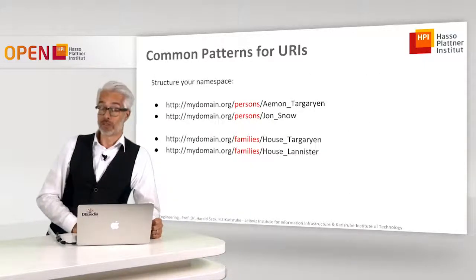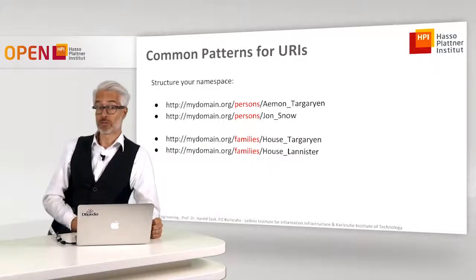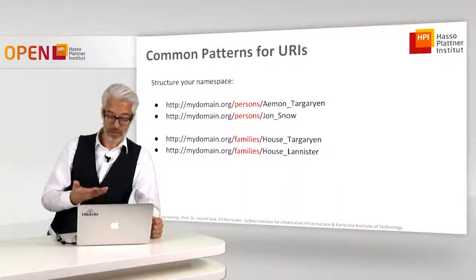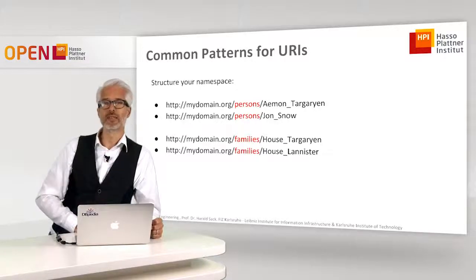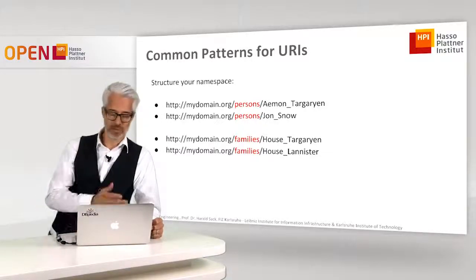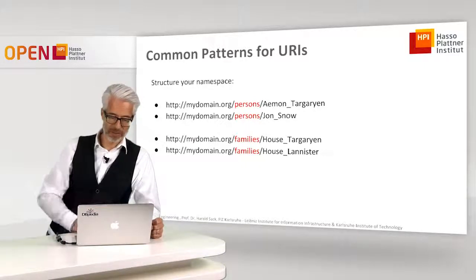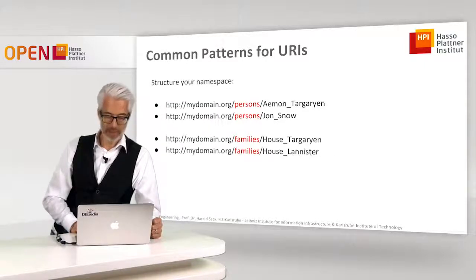Another thing which is often used: structure your namespace. So for example, if you are talking about persons and you also have other things, you might of course introduce a substructure where you, for example, put all the person entities in your namespace. And this of course would be a subdirectory called persons. Or we also have a subdirectory called families for the house Targaryen or the house Lannister.